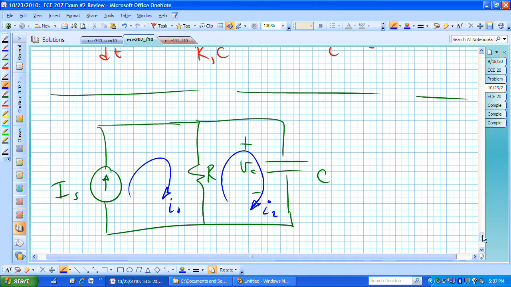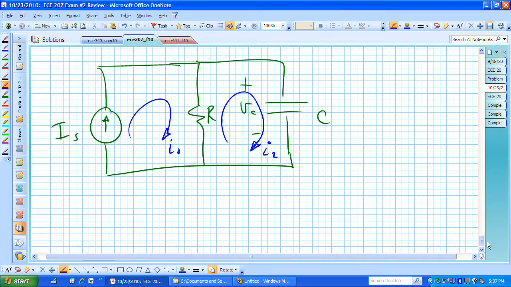If we were trying to write a KVL equation around mesh 1, we would have a problem trying to determine the voltage dropped across that source, but we should be able to see fairly easily that I sub s is given to us as the same as I sub 1. The first mesh current that we need to find is actually just the source current I sub s.